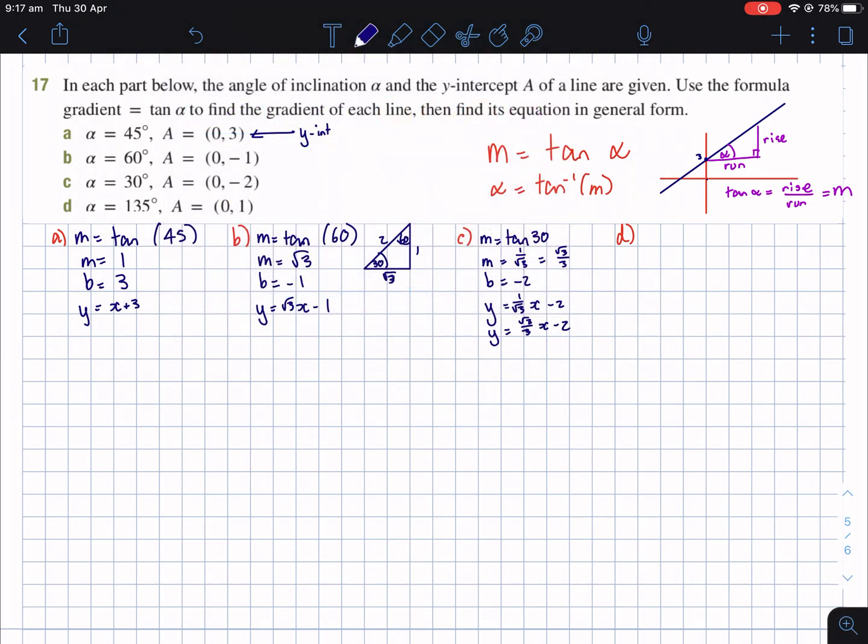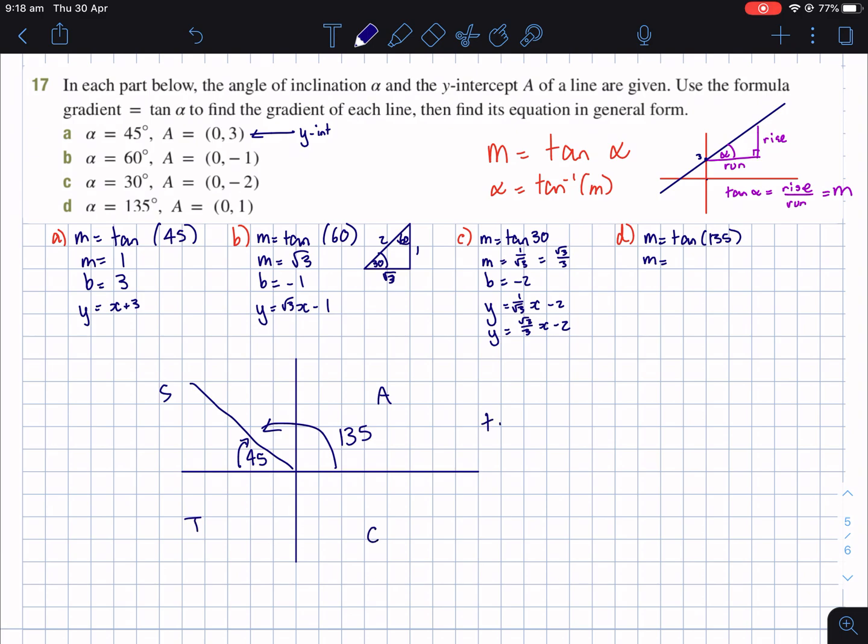Question D. Now they've got 135. Now, if I've got 135, I just want to draw a straight line. Then that's over here, isn't it? So what's the angle under it? 180 take 135, which is 45.